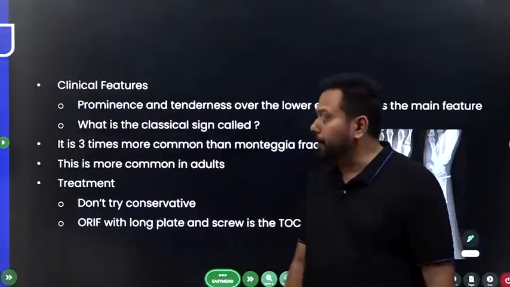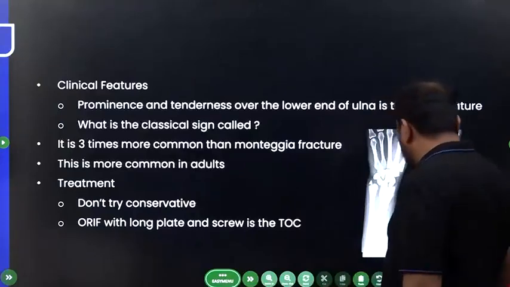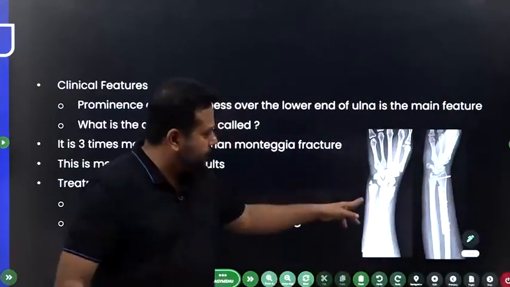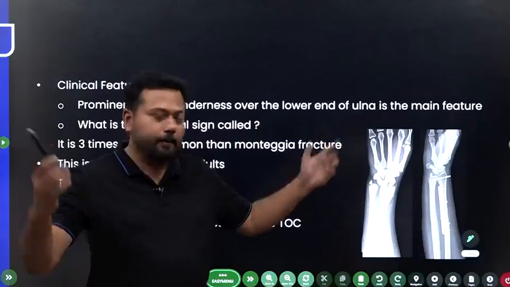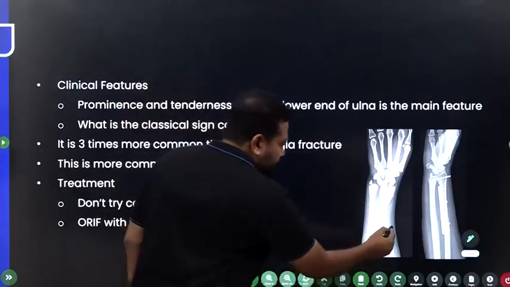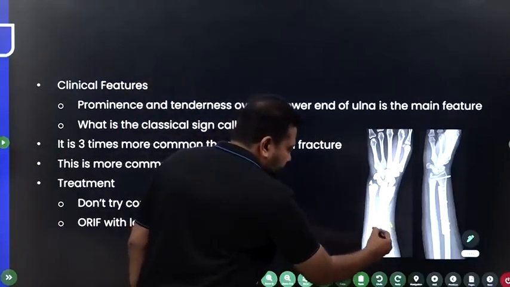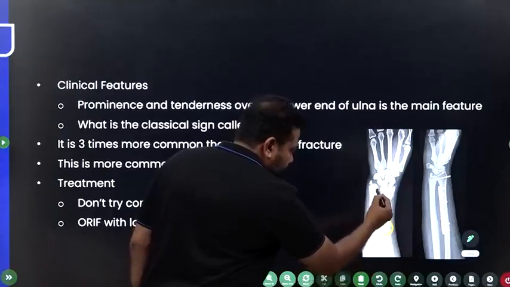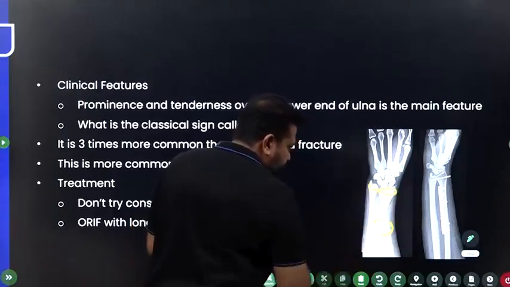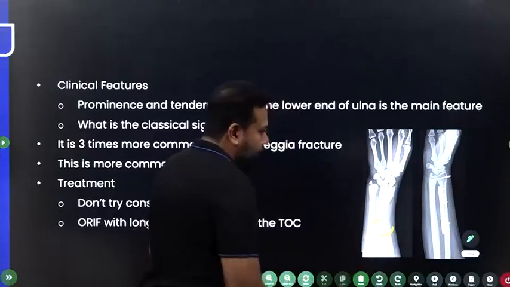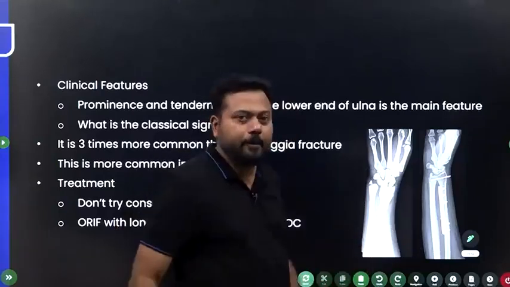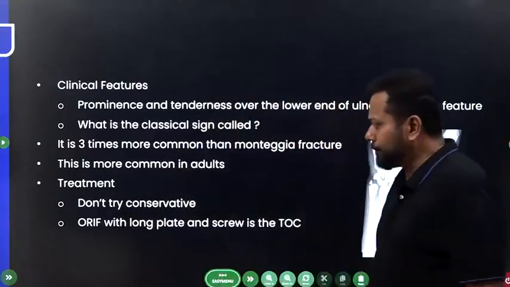Very, very important. They will see in image-based question, they will just give this image. Diagnosis, please. Very simple. You see, the lower third of the radius is involved. Distal radioulnar subluxation has happened here. So, this is a classical case of Galeazzi fracture.